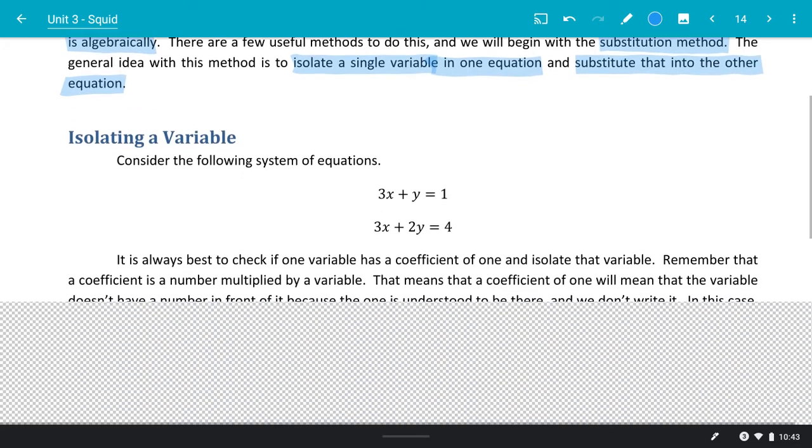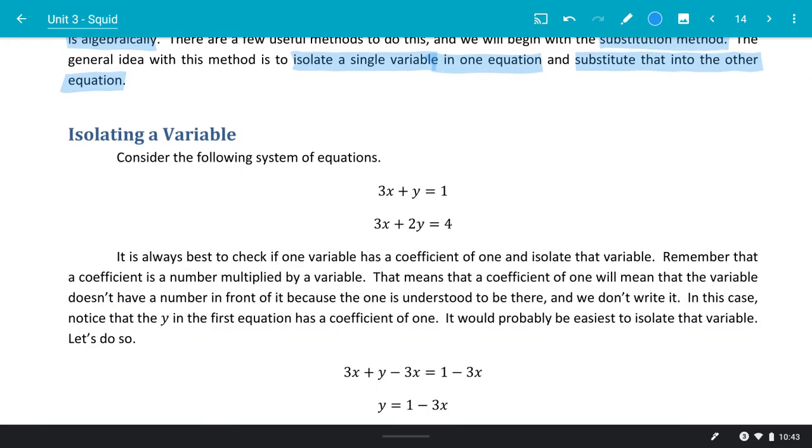So let's start by isolating the variable. Let's consider the following system: 3x plus y equals 1 and 3x plus 2y equals 4. It's always best if we check if one variable has a coefficient of 1 and isolate that variable. So we want to make sure that we see one that has a coefficient of 1, and we can see right there that y has a coefficient of 1. That's going to make it easier for us to work.